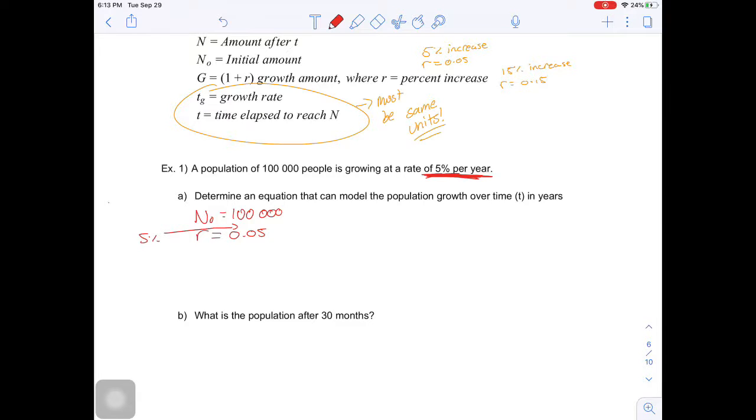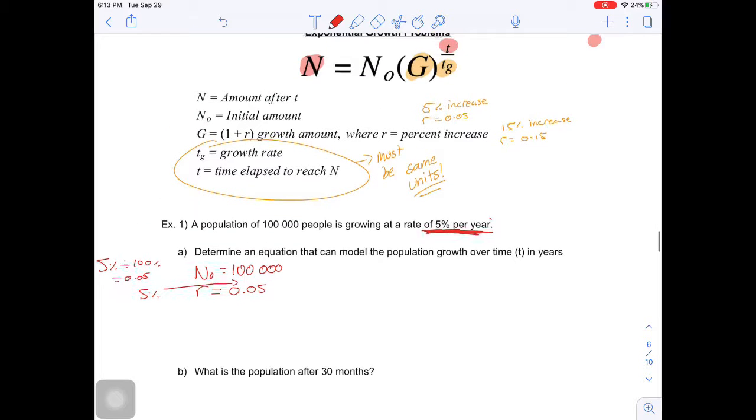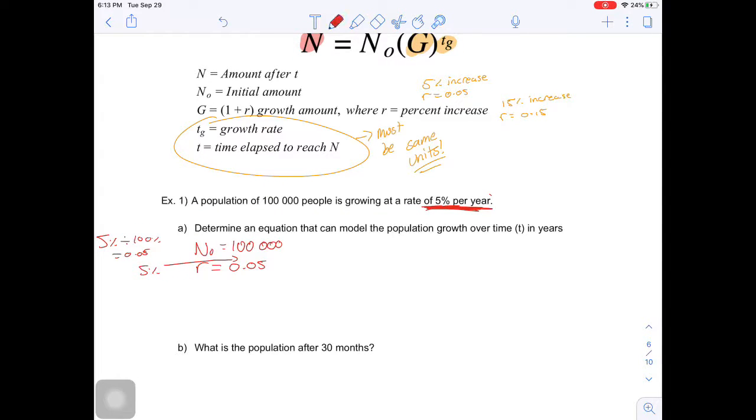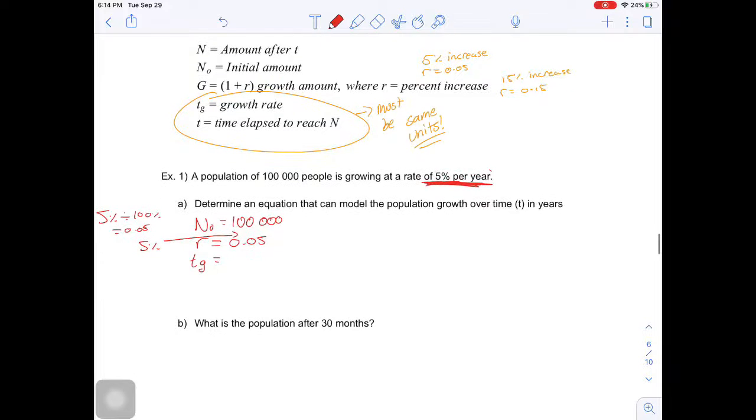So r is going to equal 0.05, because remember that represents 5%. And how do I get that? Well, anytime you want to change a percent to a decimal, you divide by 100. So that's your r value there. Now remember that growth rate is related to this. So tg, the growth rate, is every year. So every 1 year, and you can also represent it by every 12 months because that's how long it takes, right?